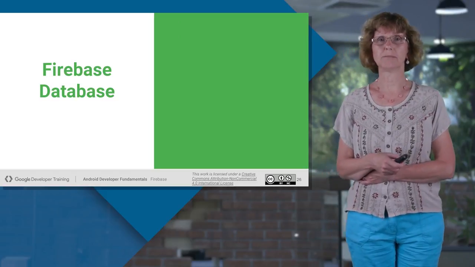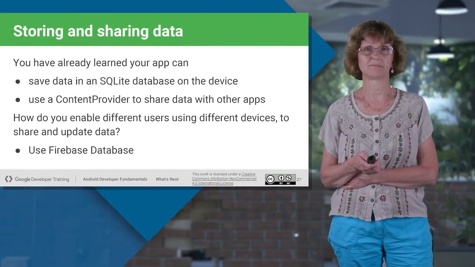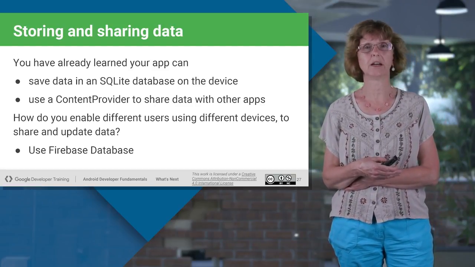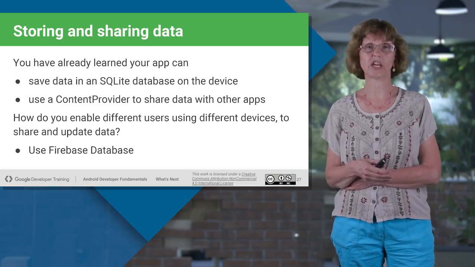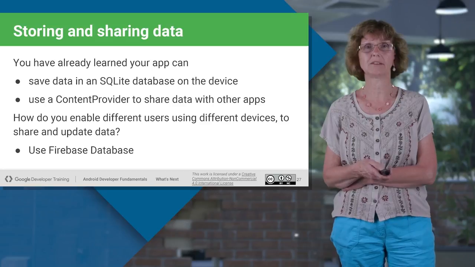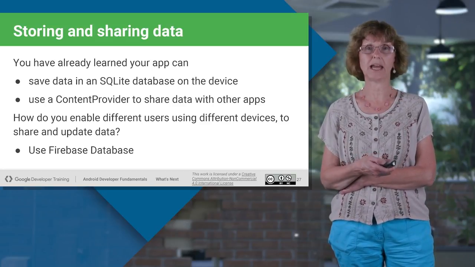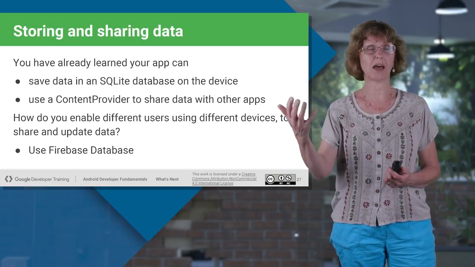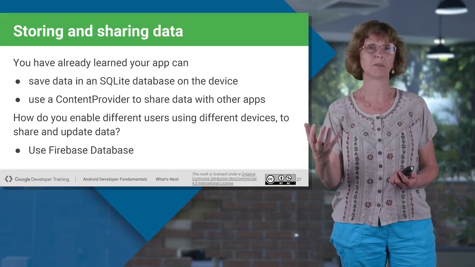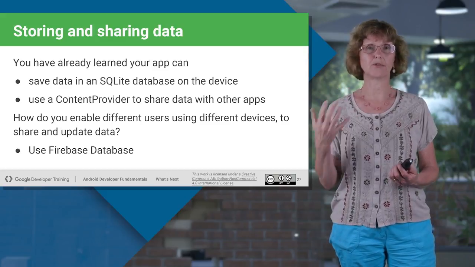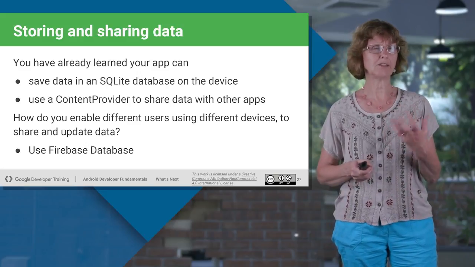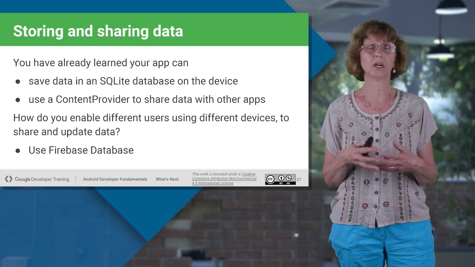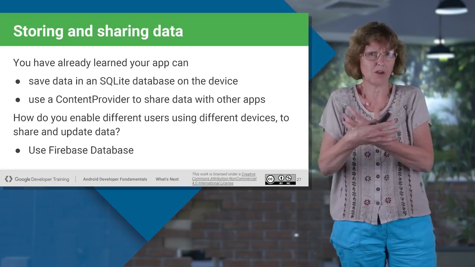Okay, so now I want to talk a little bit about Firebase Database. So as you've been working through the course, you've already learned how to save and share data. You've used shared preferences to just save simple key value pairs. You've saved data in a SQLite database. You've learned how to use a content provider to save data and then how to share it with other apps and how other apps can get the data through a content provider. But in the case of the content provider, the app itself owns the data and shares it with other apps. So the app itself is kind of owning the data.